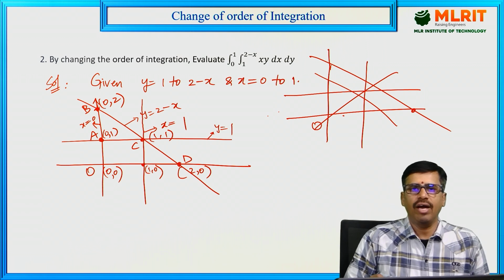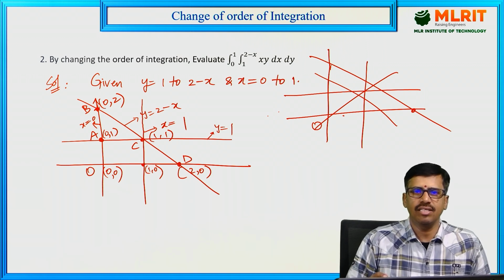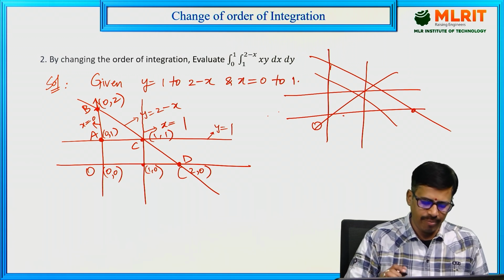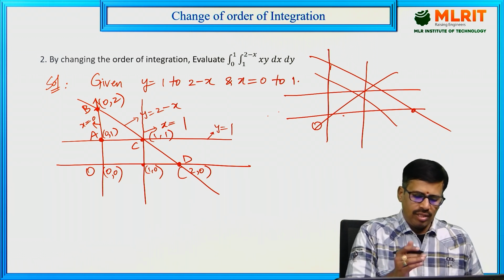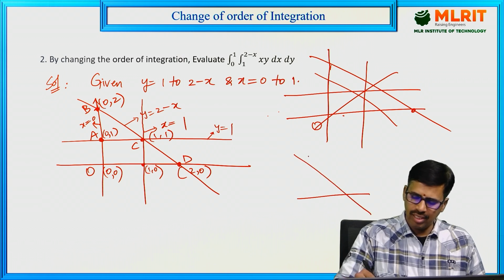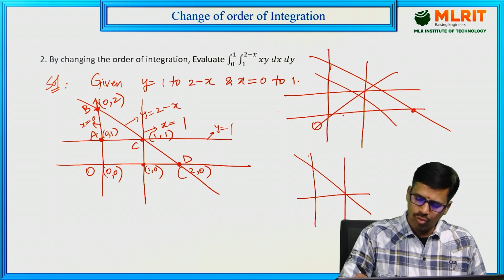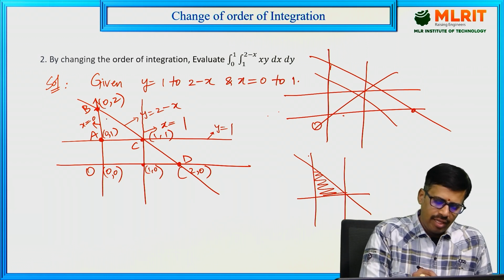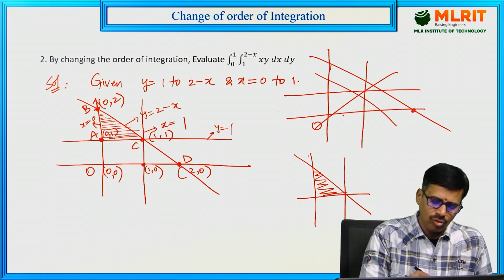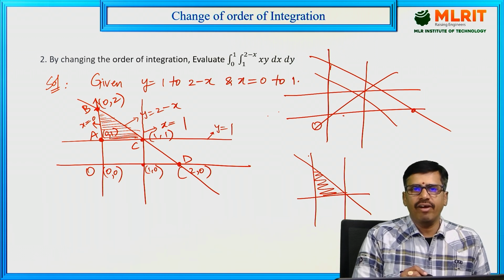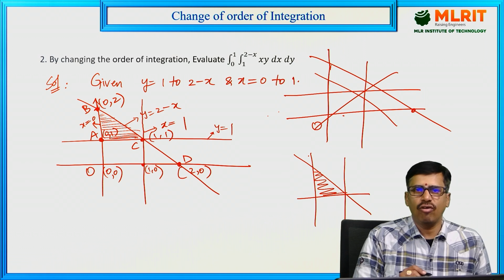Now we have to identify the region of integration, in which area the common area between these four lines exists, that we need to identify. So between the line y is equal to 1, y equal to 2 minus x, x equal to 0, x equal to 1, this is the common area, that is the region of integration. So this is the region of integration between the four lines.